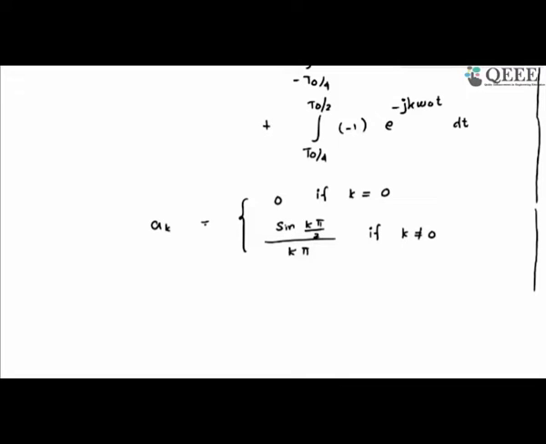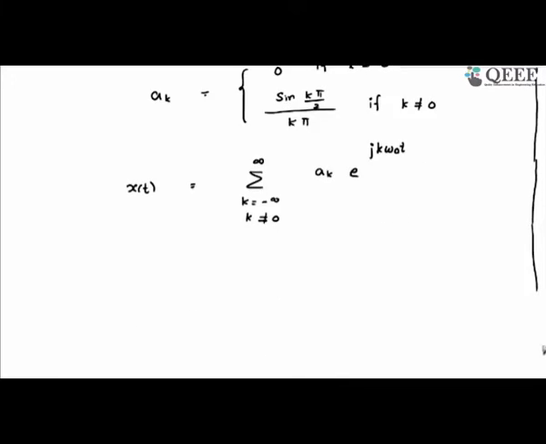So we can write x of t, the square wave, as summation k equals minus infinity to plus infinity, and k not equal to 0, because when k equal to 0, the coefficient is 0. You have a_k e power minus or plus j k omega naught t. So we were able to write the square wave in this fashion.